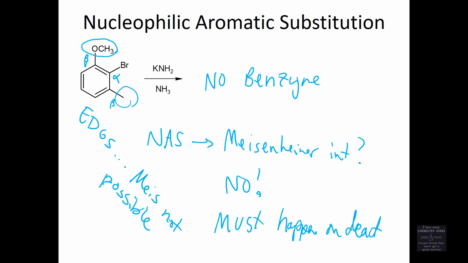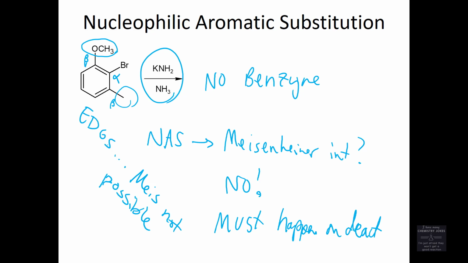So benzyne is not possible because I have no beta hydrogen to eliminate. Meisenheimer is not possible because I have donating groups. Additionally, this doesn't really exist above -30, so I couldn't even heat it and hope that a Meisenheimer would work. It ain't happening.